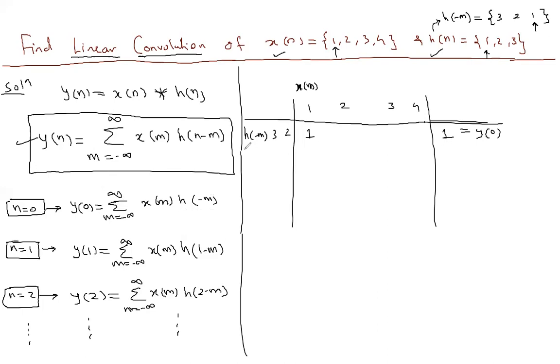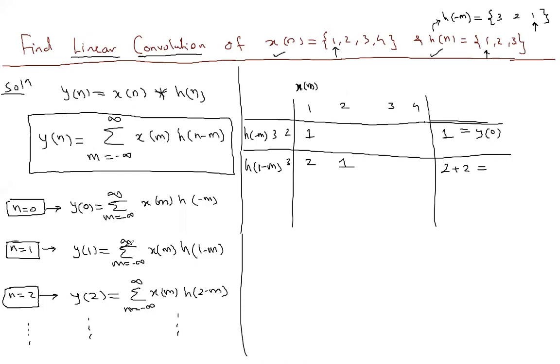After you get y of 0, you just keep on following the procedure. The next thing you want after h of minus m is h of 1 minus m, and h of 1 minus m is a right shift of h of minus m. So just right shift this h of minus m: it is 3, now 2 is right shifted and 1 comes here. This is h of 1 minus m. Just multiply h of 1 minus m with x of m, point by point. I'll multiply 2 with 1 and this 1 with 2, so I get 2 plus 2. That's 2 plus 2, and why am I adding?